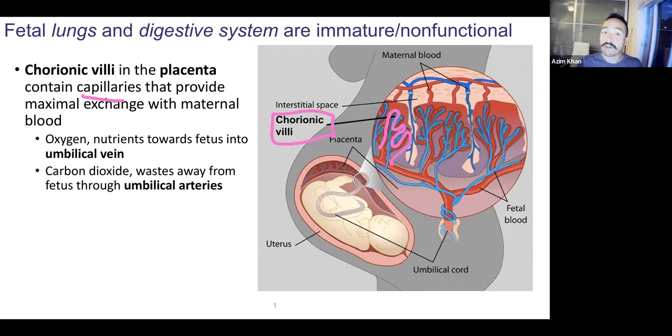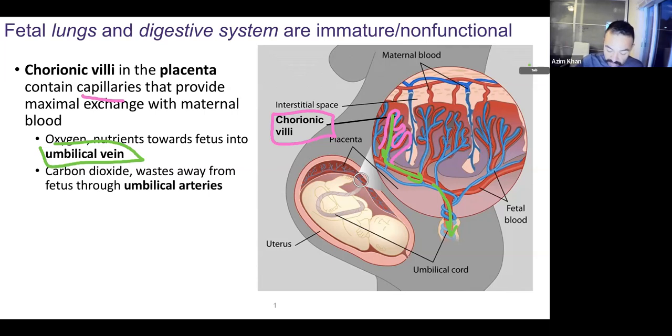The fetus can't get rid of its own waste, so it has to give it back to the mother, and the mother will process the waste. Any nutrients and oxygen that the fetus does take, it'll take in through the umbilical vein. Remember the word vein. Vein is the term for going towards the heart. The umbilical vein is going towards the fetus, the fetal heart. That's why it's the umbilical vein.